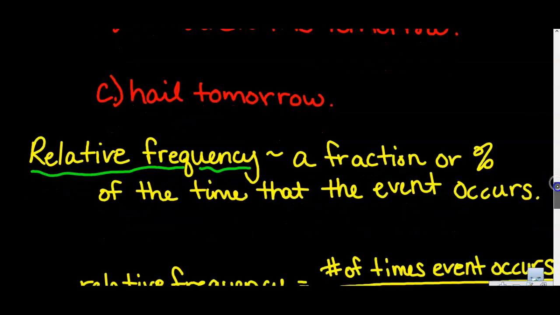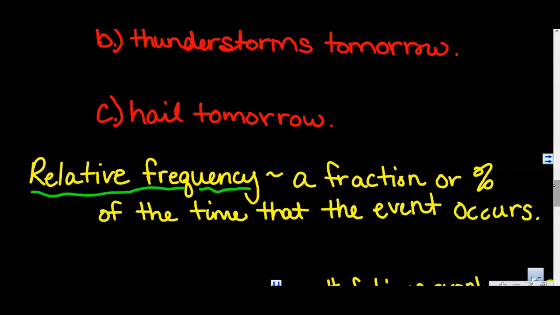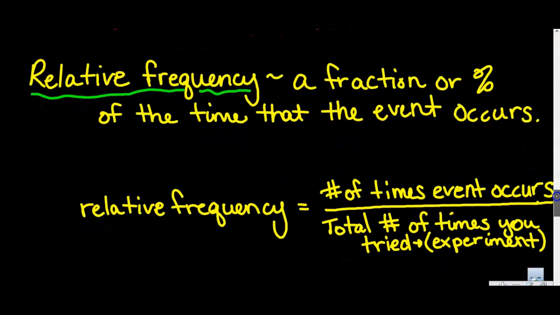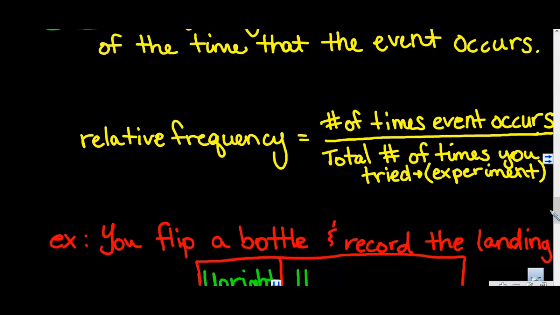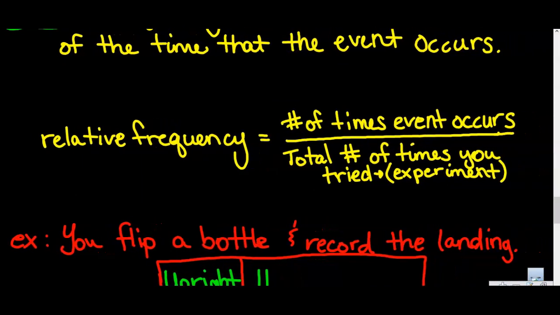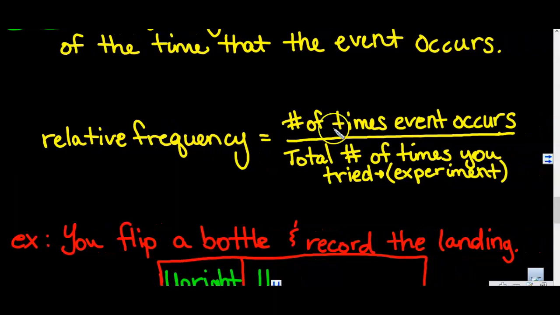This leads us into relative frequency. Okay? And relative frequency is simply a fraction or percentage that tells us how often the event occurs. Kind of like what we did. But this time, we're using what we get from our experiments. So to calculate relative frequency, we take the number of times an event happens and put it over the total number of times we try it, or our total number of experiments.